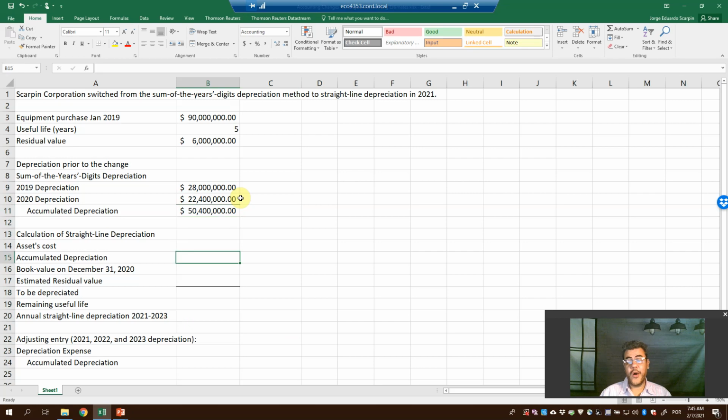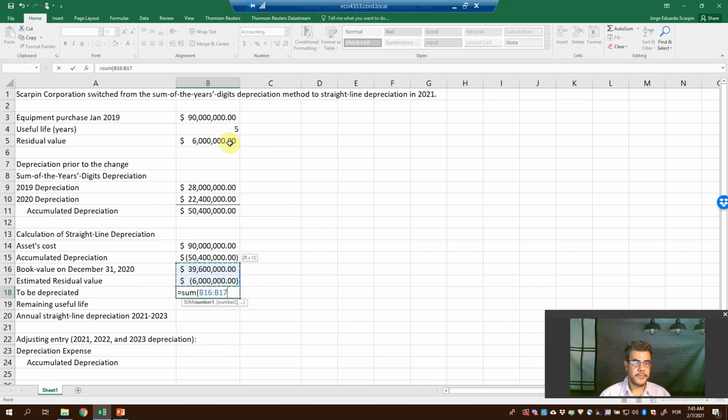Okay, now we are at the beginning of 2021. We are moving from sum of the years digits to straight line method. So, how much is our book value? Asset cost, 90. Accumulated depreciation, 50.4. So the book value is $39.6 million. Residual value, $6 million. So the amount to be depreciated will be 33.6.